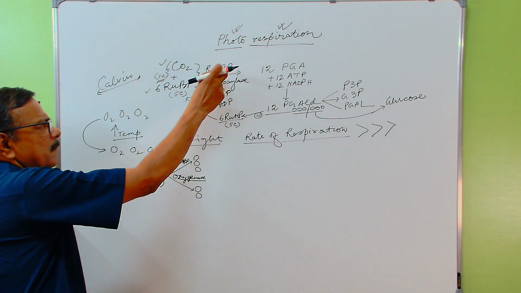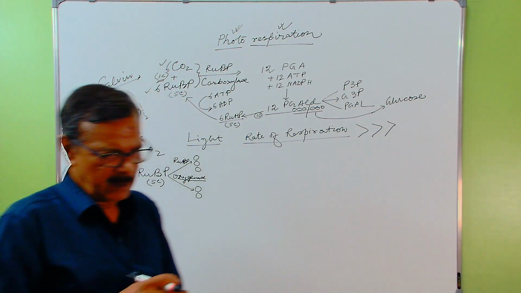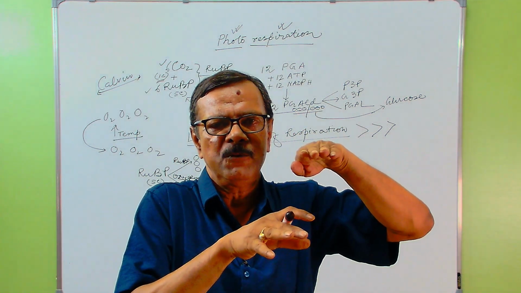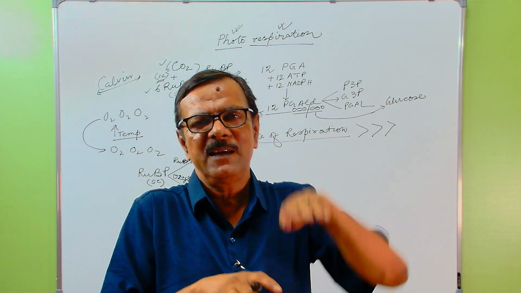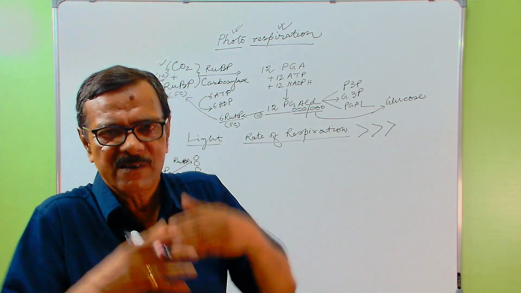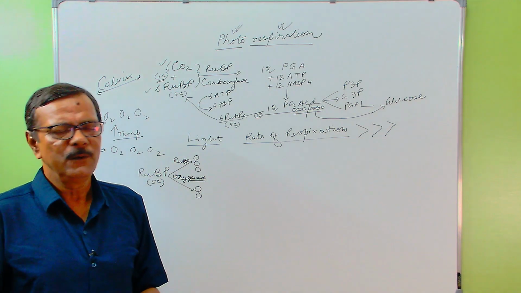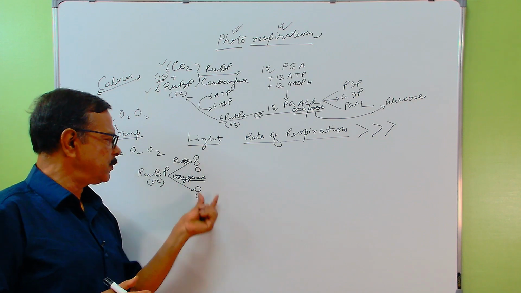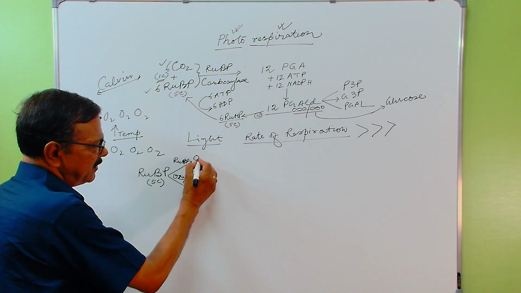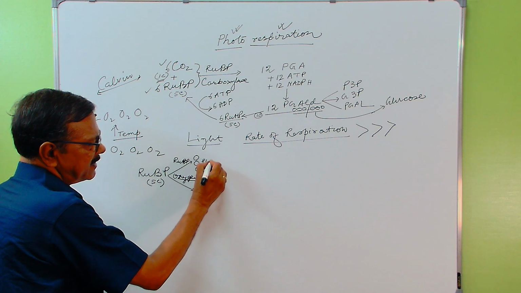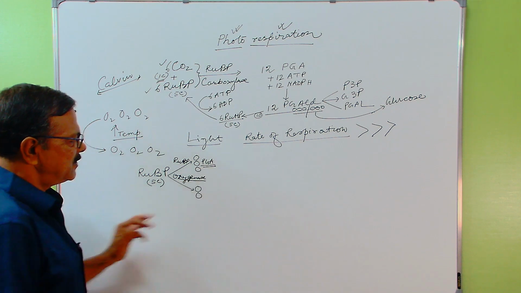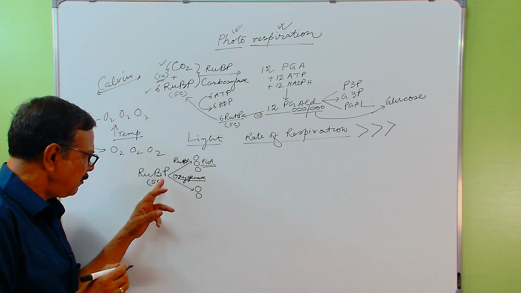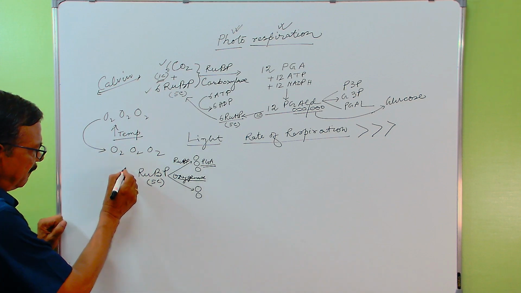So the same enzyme acts in 2 different ways. When there is a concentration of CO2, it acts as RuBP carboxylase. When there is an increase in oxygen, this same enzyme, rubisco, acts as oxygenase, and RuBP is split into 2. One is known as PGA, this is 3 carbon phosphoglyceric acid, and this is known as phosphoglycolate acid.